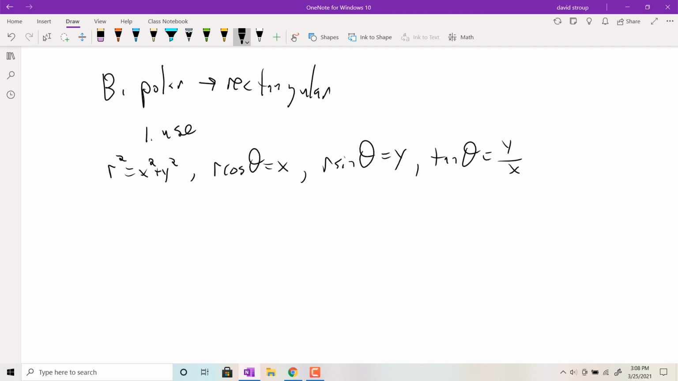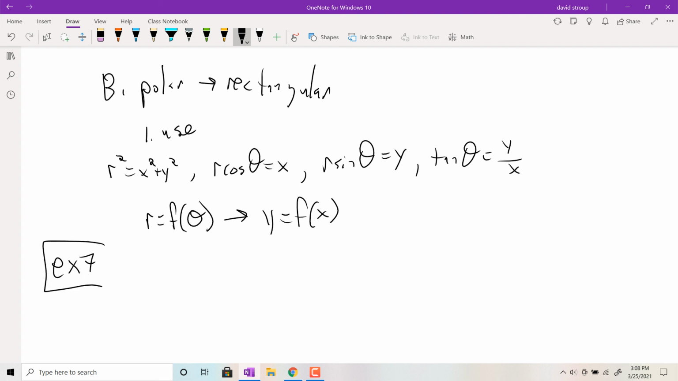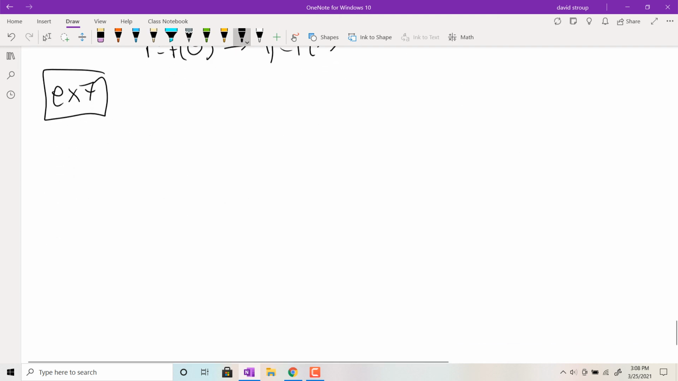So basically you're starting with some function of theta, r equals f of theta. On one side you have an r, on the other side everything's in terms of theta. And then you're moving over to y equals f of x, hopefully. Okay, so I'll look at example 7 from the book and see how that goes. So first one, a, is r equals 5.